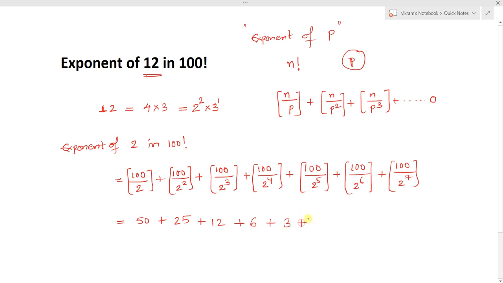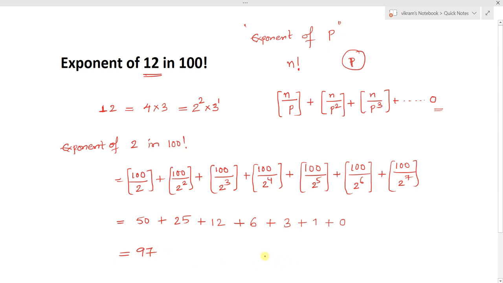And 100 by 64 is 1 point something, so the greatest integer is 1. Then 0 point something, the greatest integer is 0. So in a given n factorial with prime number p, the exponent of p is found by the greatest integer of n by p plus n by p square, and so on, dividing up to where we get 0. Then if we add these, we get 97.